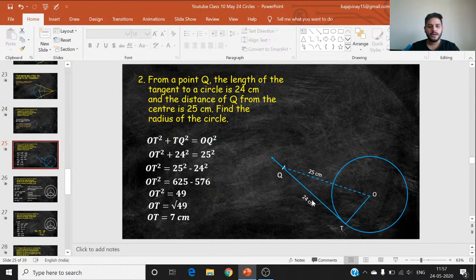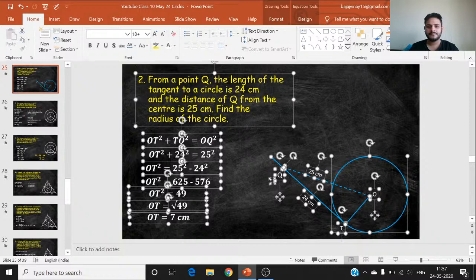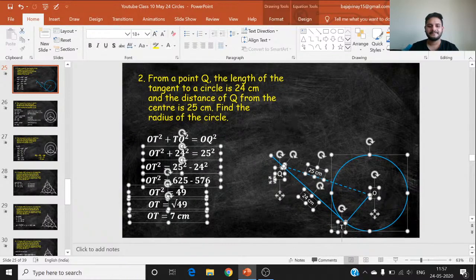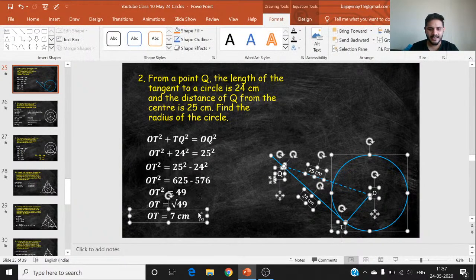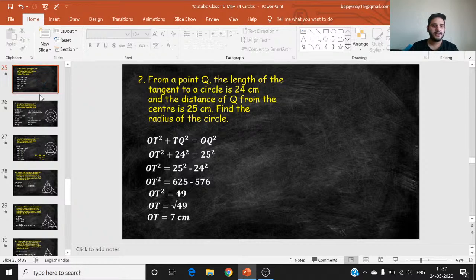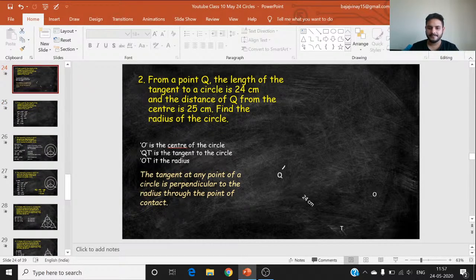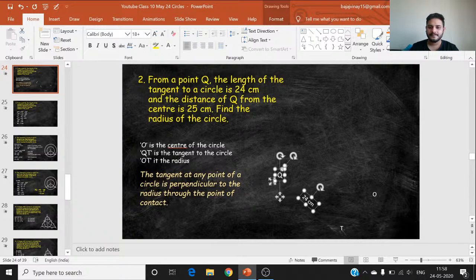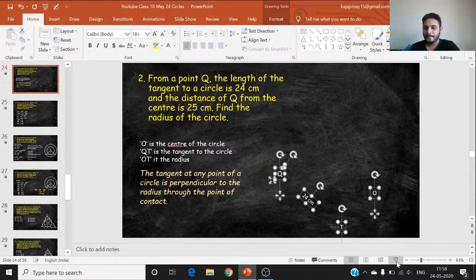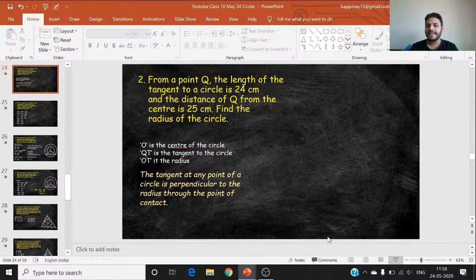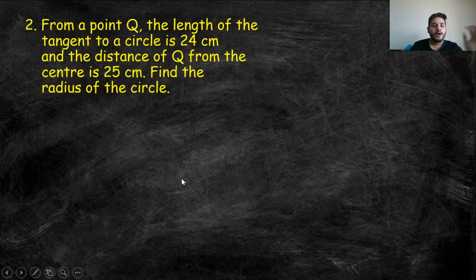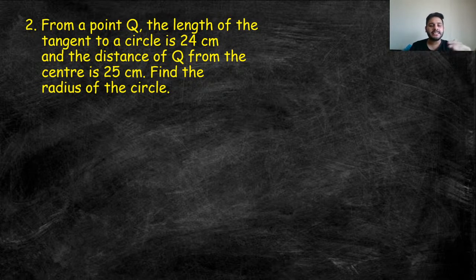So coming back to the sum, just give me a minute, I'll just rectify my mistake. All right, we are good to go with the slides again. Perfect. We again start with this. From a point Q, the length of the tangent to a circle is 24 centimeter. The distance of Q from the center is 25 centimeter. Find the radius of the circle.